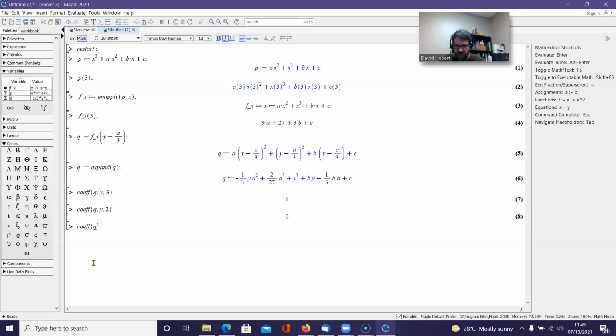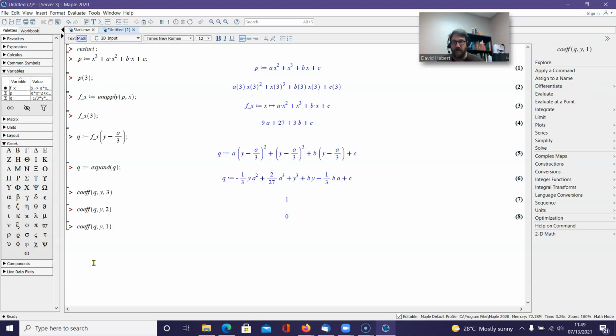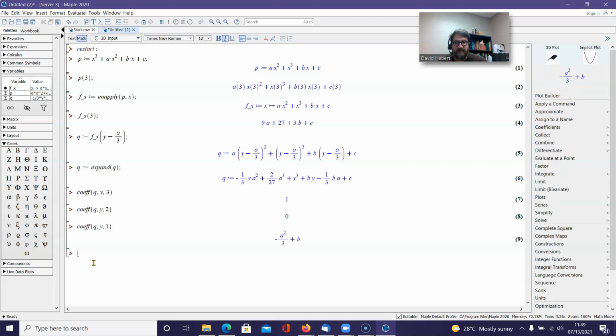Coefficient of q, comma, use y as the variable, give me the linear coefficient. And there it is, the opposite of a squared over 3 plus b. And so I could write that down, and I would. I know what the coefficient is when I do the suppression. When I start with a general cubic equation and I suppress it, I now know what the coefficient on the linear term is, and it's a squared over 3 plus b.